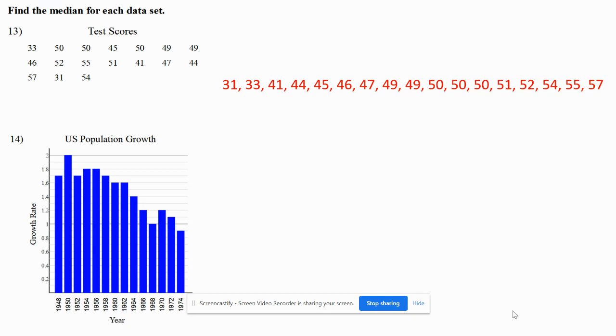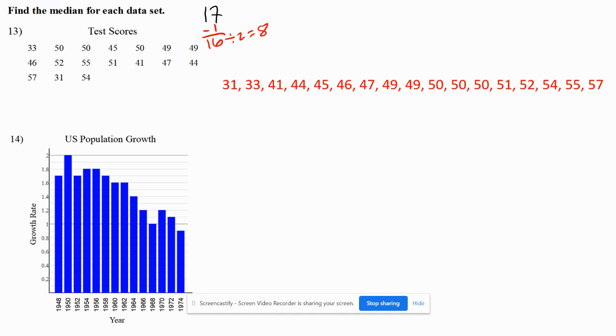Then let me count how many numbers I have. I see there's 17 numbers in my data, so I need to cut this in half. 17 is not an even number. So to make it even, let me subtract 1. So it gives me 16. 16 divided by 2 gives me 8.